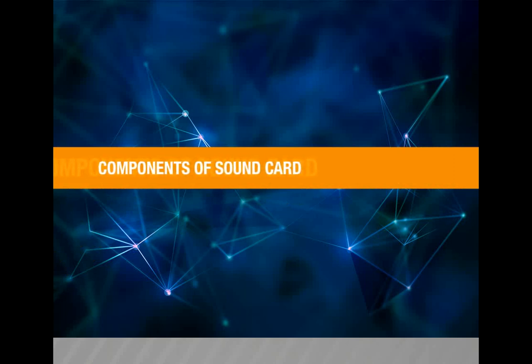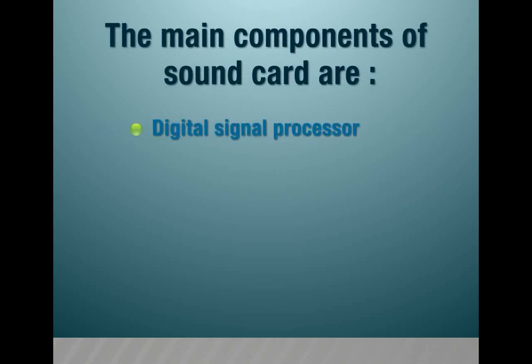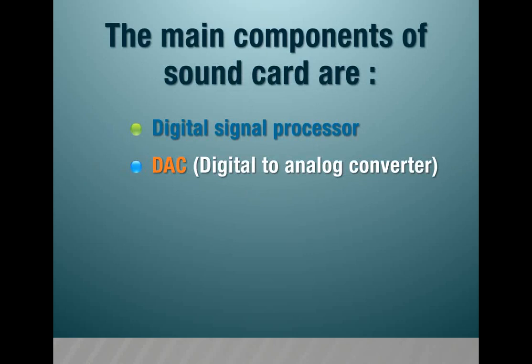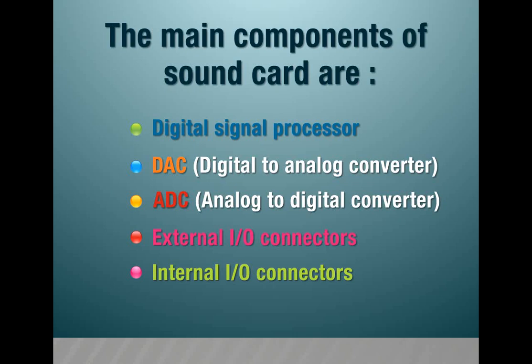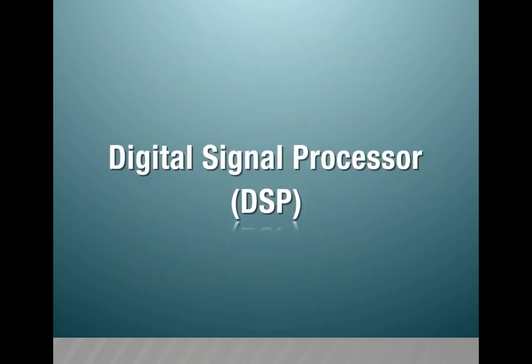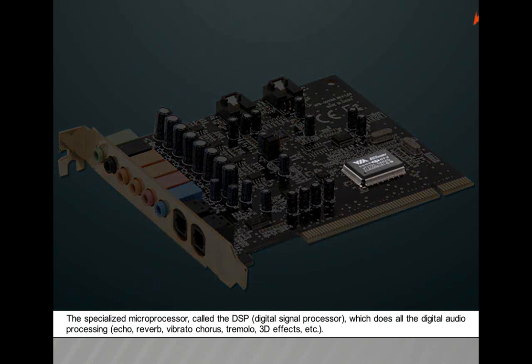Components of sound card. In this video, we are going to see the components of the sound card. The main components of sound card are digital signal processor, DAC, that is digital to analog converter, ADC, that is analog to digital converter, external I/O connectors, internal I/O connectors. Digital signal processor, that is DSP. The specialized microprocessor called the DSP, digital signal processor, does all the digital audio processing, that is echo, reverb, vibrato, chorus, tremolo, 3D effects, etc.